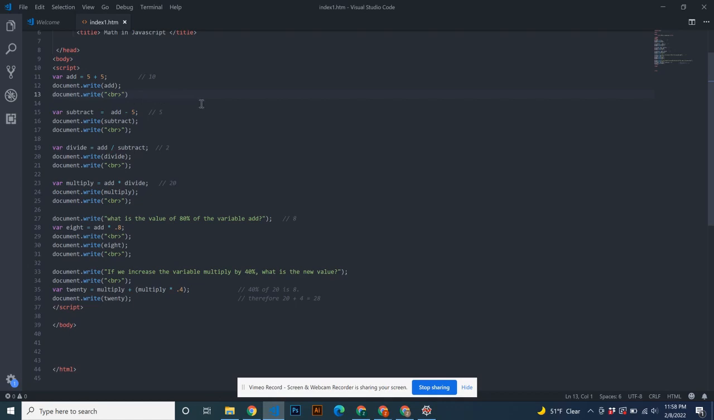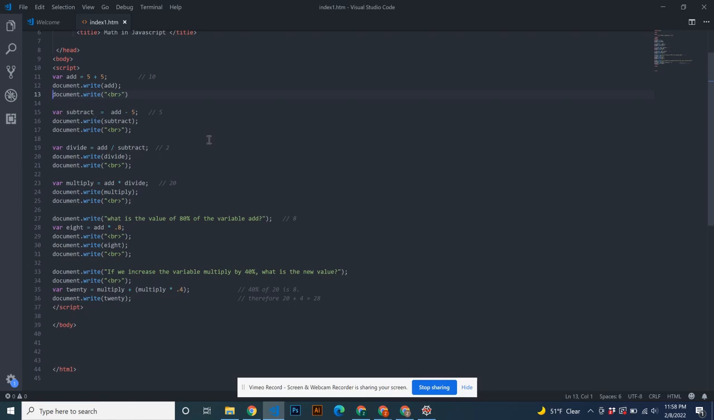So next we have a variable called subtract. And this is a powerful idea. You don't need just plain numbers when doing math in JavaScript. You'll see here that subtract is equal to add minus 5. We understand that the variable add has a value of 10. So this is the same thing as saying 10 minus 5. This equals 5. So this means that 5 is now stored in the variable subtract.